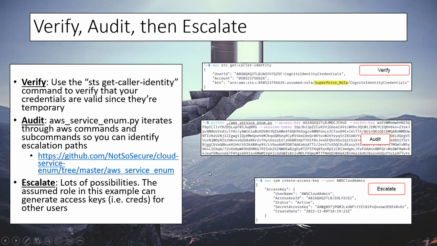Then finally, escalate. That's where, say you do your auditing and you find out, oh, okay, these credentials allow me to do fun stuff in IAM, like I can create access keys for other users. That's basically what this screenshot is showing here. We've created an access key for the AWS Cloud Admin, which in this particular case happens to be a highly privileged user within the account.